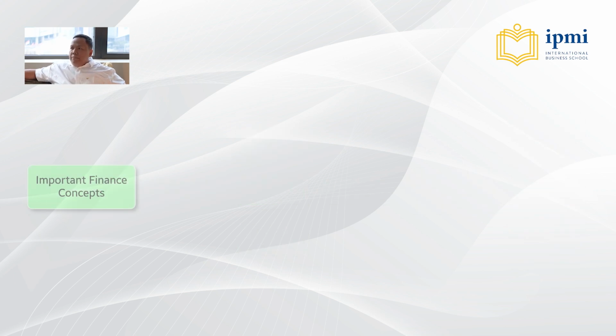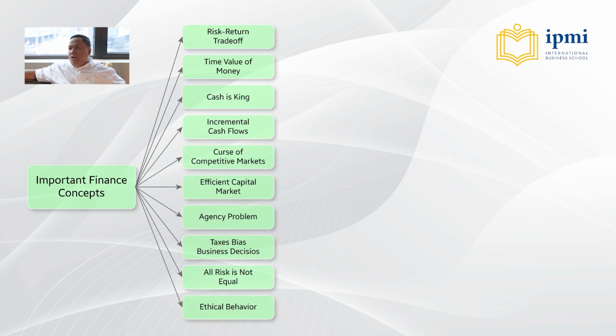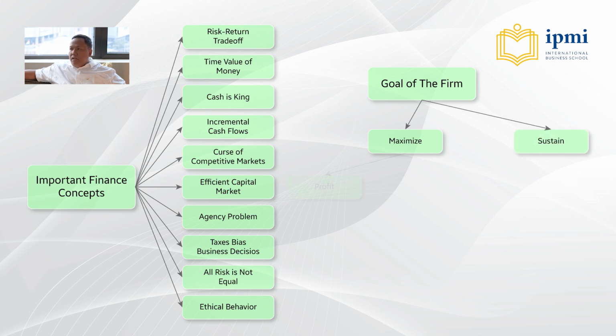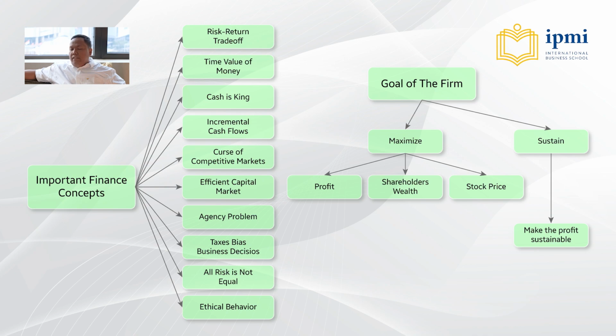Additionally, we have many important finance concepts that were mentioned in class. We have risk-return trade-off, time value of money, cash is king, and so on. Other than the financial management goals that I already mentioned, we also have the goal of the firm itself. We have 3 things to be maximized and 1 thing to be sustained. The 3 things to be maximized are profit, shareholder wealth, and stock price. The 1 thing to be sustained is profit.